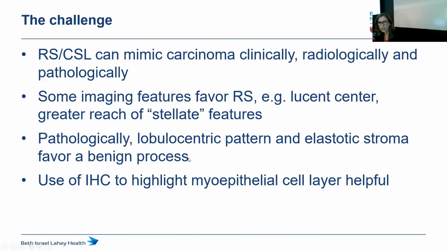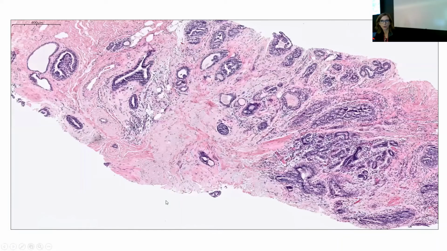Pathologically, we look for a lobular-centric pattern. So that's that low power impression of lobular centricity, central elastotic stroma, and those features will favor a benign process. But in a core needle biopsy, that can be quite challenging to recognize because you may not get a piece of it that helps you identify that. So immunostains to highlight the myoepithelial cell layer can be useful.